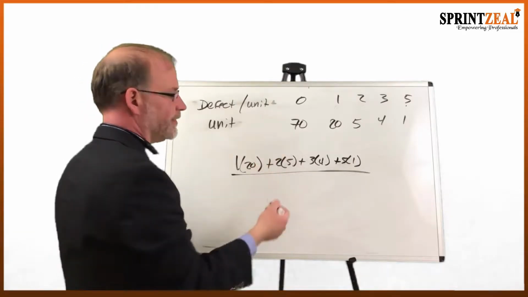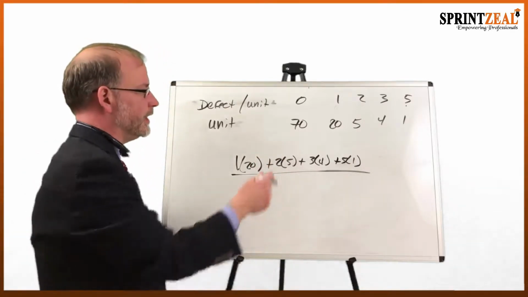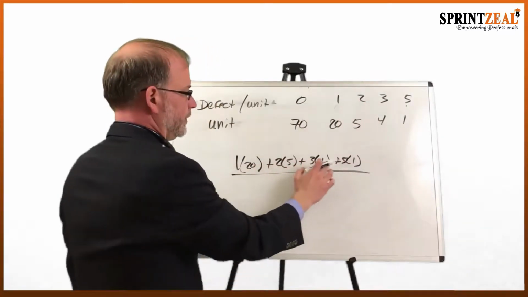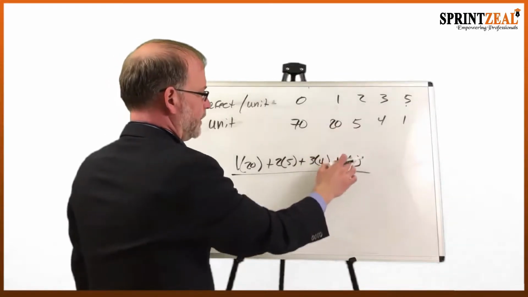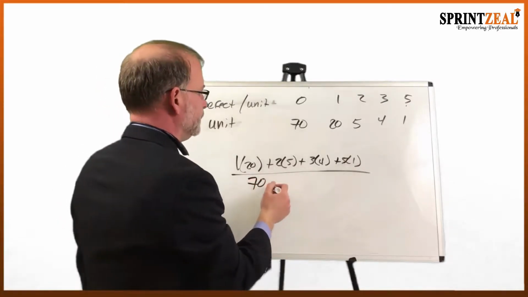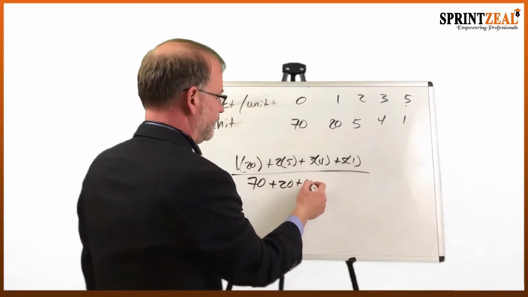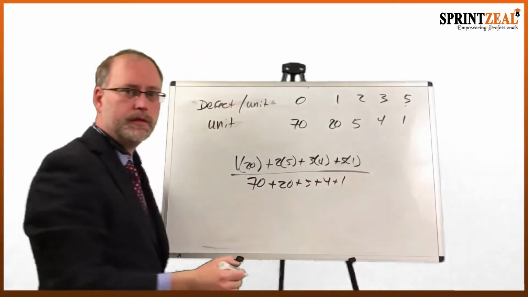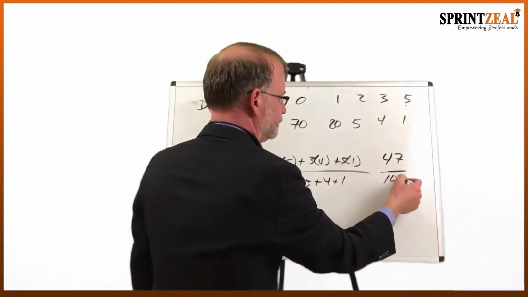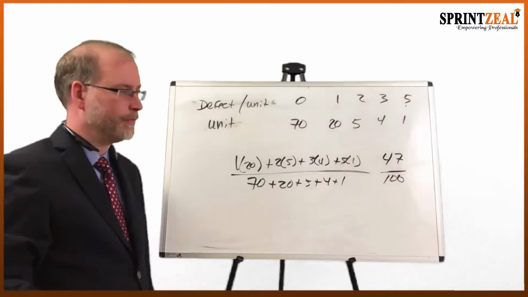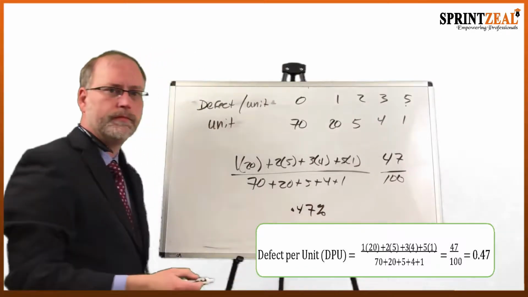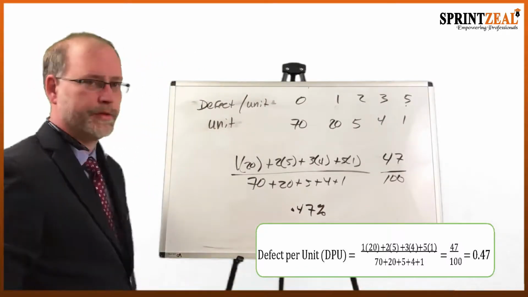Now the reason why 0 times 70 is not there is because that's not part of the deal, right? Because we're looking at the defects down here. So we have our defects, 1, 2, 3, 5, multiplied by their particular number of units. And then we do it this way: 70 plus 20 plus 5 plus 4 plus 1. Easy way to do it. So all of this comes to 47 divided by 100. Then we take the proportion, or the percentage of that, and it's 47%. So our defects per unit is 47%.